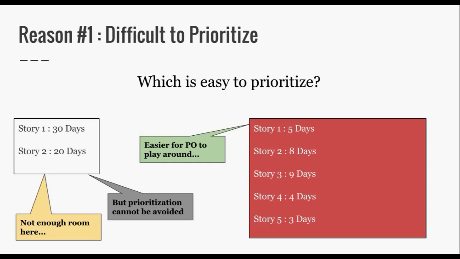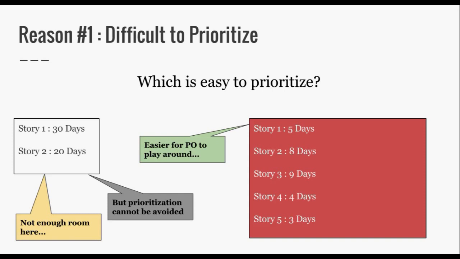Reason number one, if the user story is too big, it gets difficult to prioritize. Let's take this case. Out of these two, which do you think is easy to prioritize? Is it two stories, one of 30 days and another 20 days? Or is it the two stories split into 5, each with an estimate of less than 10 days? In the first set, as you can see, there is not enough room to play around. Either you do both the stories or you do story 1 or story 2. It's very difficult to prioritize these stories in the first case.